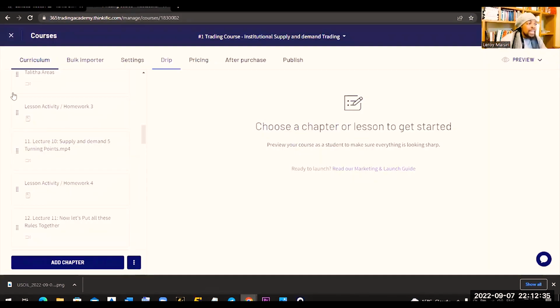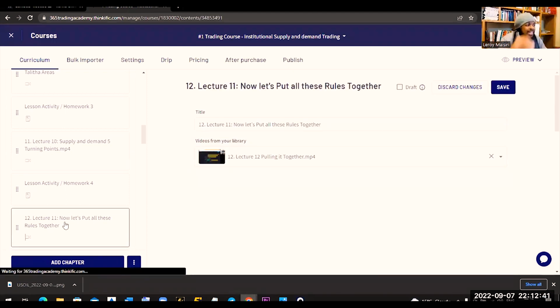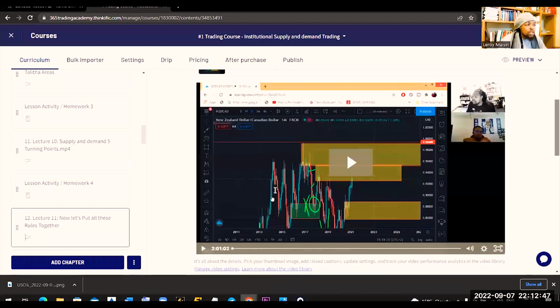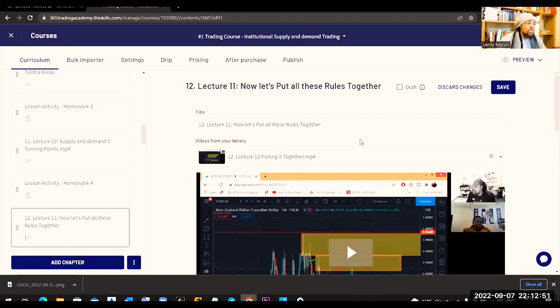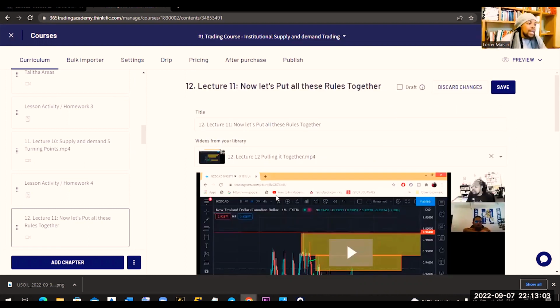So come back here into lecture 11 in module 1, when we start to put all these rules together. Remember that this was a very good 2-hour class that we had together inside our course. Those of you who have access to the course, this is very important because in here, we really get back into those basics, the fractality of price, how price is everything, and joining all those 5 types of supply and demand.